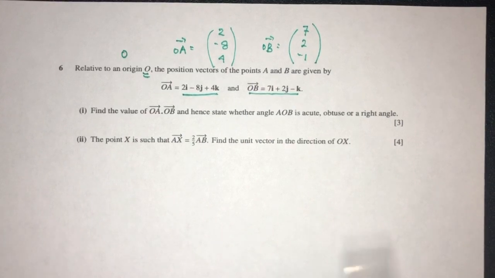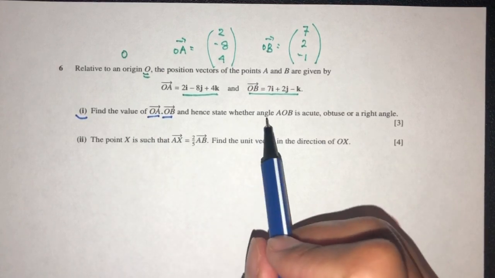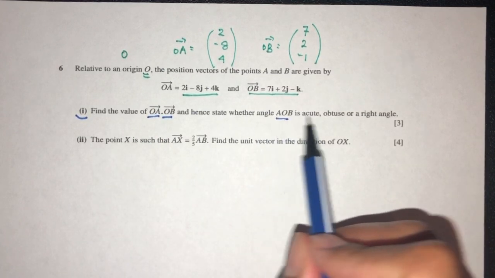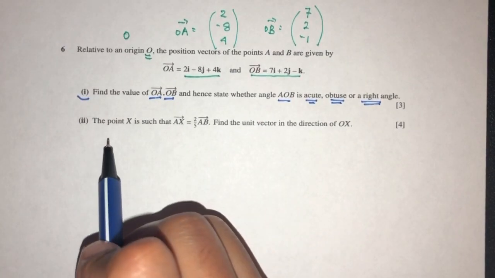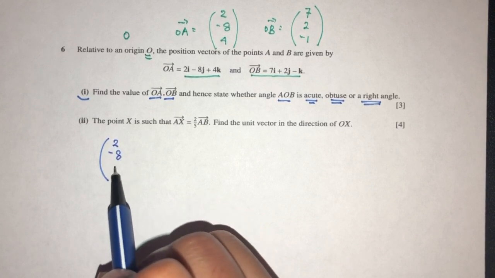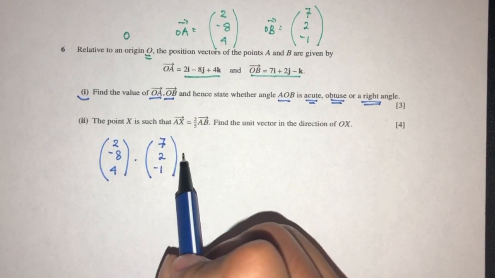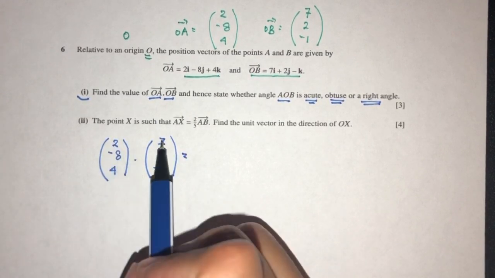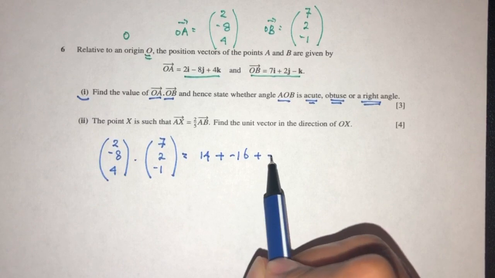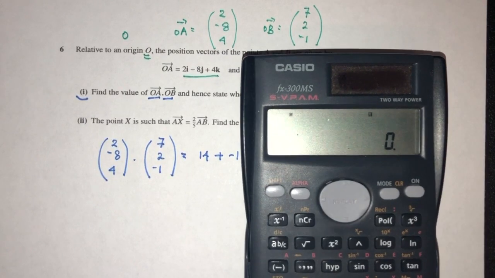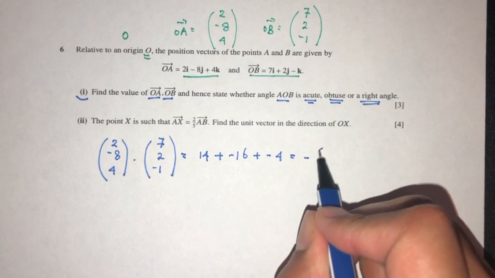Same thing. Now, part 1, we have to find the value of this, and hence state whether the angle AOB is acute or obtuse or a right angle. So pretty easy. Let's first find this. OA is 2, minus 8, 4. OB is 7, 2, minus 1. So let's solve. 2 times 7 should be 14, plus minus 16, plus minus 4. So here we have 14 minus 16 minus 4. It should be minus 6. So the value here is negative.